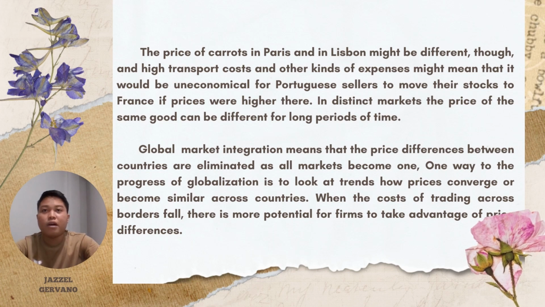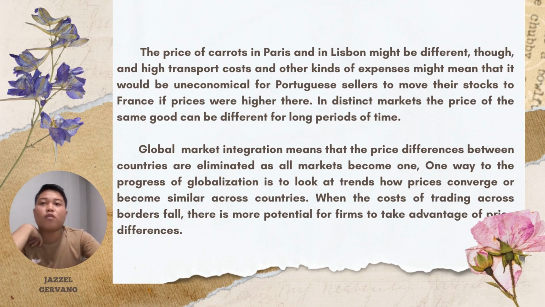the price of carrots in Paris and in Lisbon might be different, although the high transport cost and other kinds of expenses might mean that it will be uneconomical for Portuguese sellers to move their stocks to France if prices were higher there. So in distinct markets, the price of the same good can be different for long periods of time. Global market integration means that the price differences between countries are eliminated as all markets become one. One way to track the progress of globalization is to look at trends in how prices converge or become similar across countries.